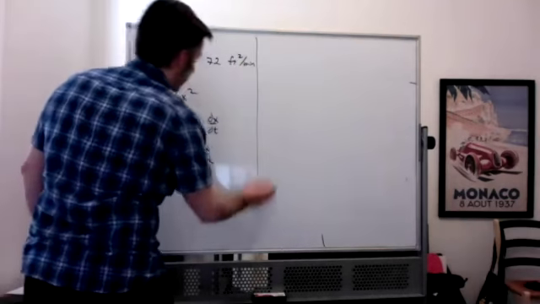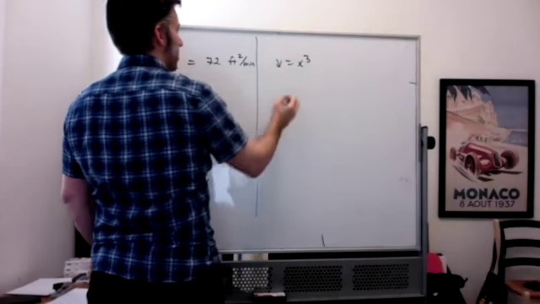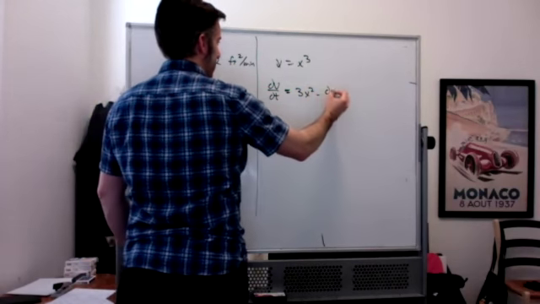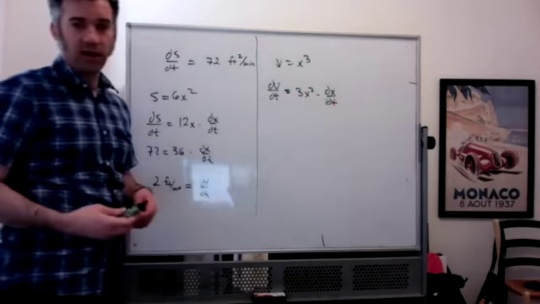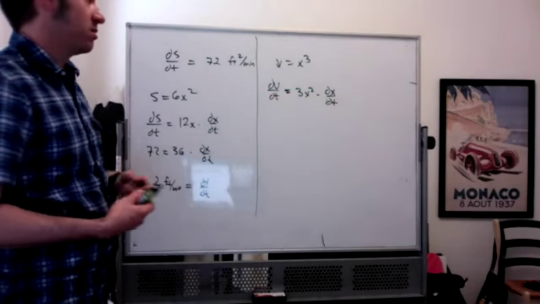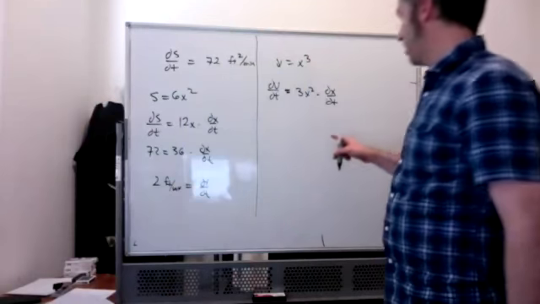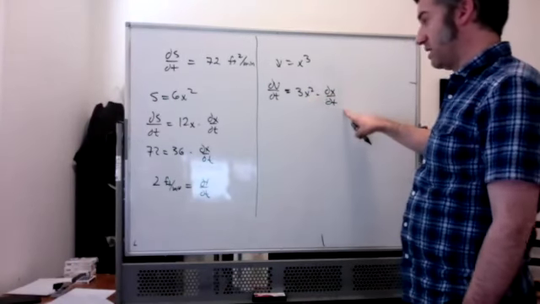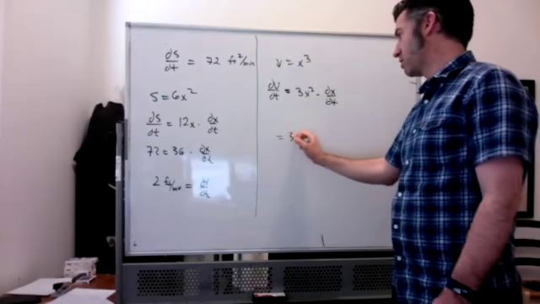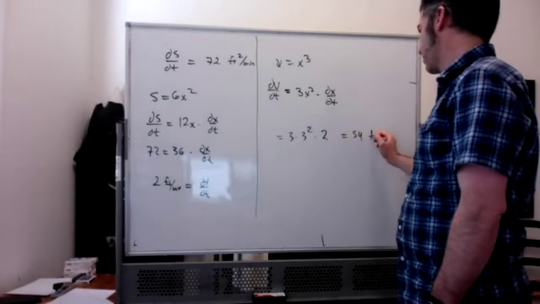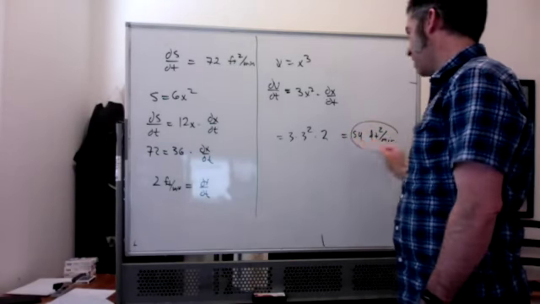Then you can say, okay, well, then we know that volume is x cubed. So dV/dt is 3x squared times dx/dt. And then instead of trying to plug in surface area equal to 54, you can just say, oh, well, we know that when surface area is 54, x is 3, and we know dx/dt, we just found it was 2. So we get 3 times 3 squared times 2, which is 27 times 2, which is 54. So that also works. It's a little weird.